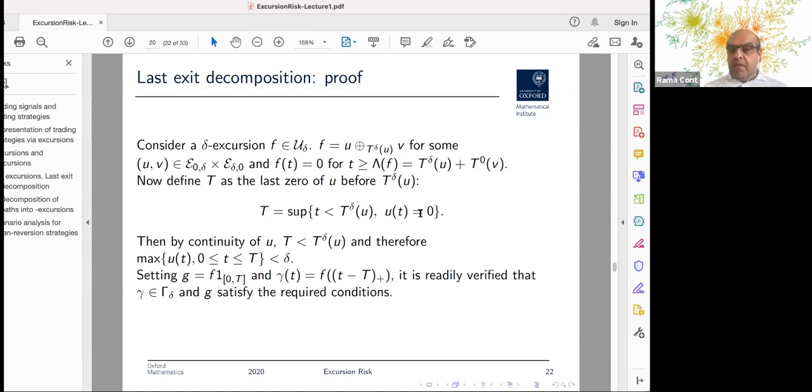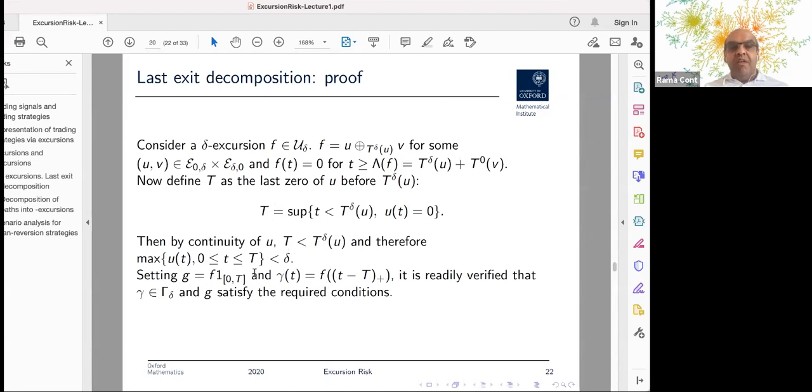Okay, so this is not a stopping time, obviously, but I don't care. I don't need it to be a stopping time. And this is called the last exit from 0. Now, by definition, because of the properties of U before, this T is strictly before the hitting time of delta. And so the maximum of U before time T is strictly smaller than delta.